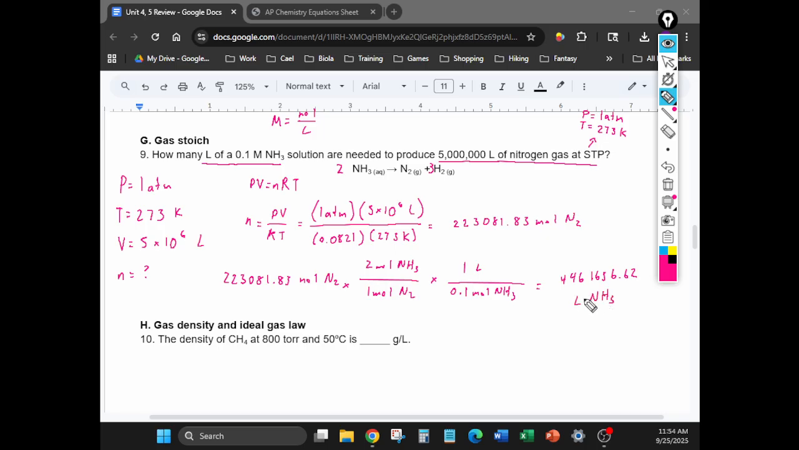And this will be your final answer for liters of NH3.